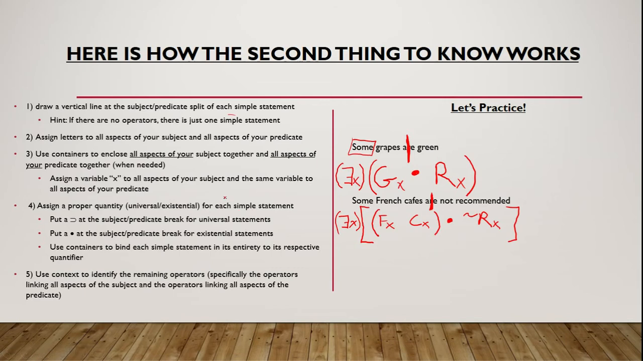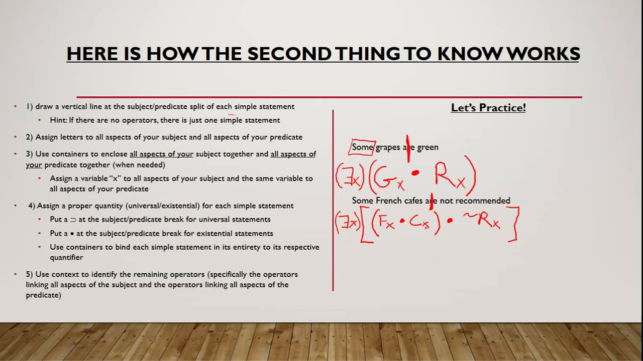Next step, 5, use context to identify the remaining operators, specifically the operators linking all aspects of the subject and the operators linking all aspects of the predicate. In this case, we have an operator that needs to be here linking all aspects of the subject. What would connect the French with the word cafe? Is it something that is French or a cafe? No. Is it something that if it's French, then it's a cafe? No. This is something that is a French thing and it is a cafe. So it's a French cafe that's not being recommended.